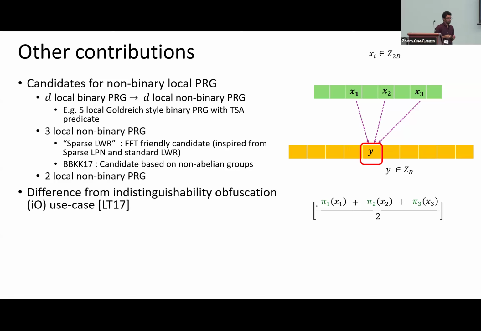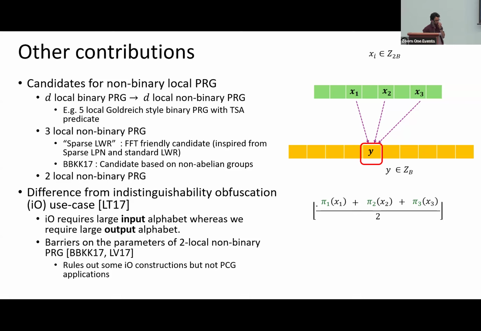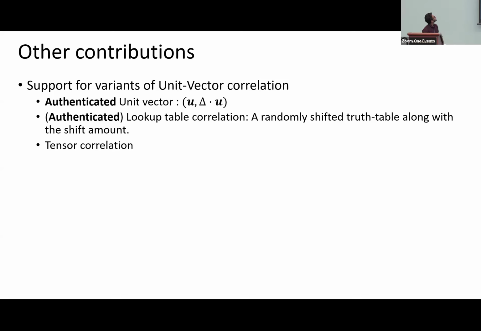So we note that non-binary local PRGs have been used before for constructing iO. But in such iO use cases, the requirement is of a large input alphabet, whereas we require a large output alphabet. And some barriers on the parameters of 2-local non-binary PRG were proposed in prior works, which rule out iO constructions, but not PCG applications. We also show that we can extend to authenticated unit vector correlations, which might be useful for malicious secure MPC.